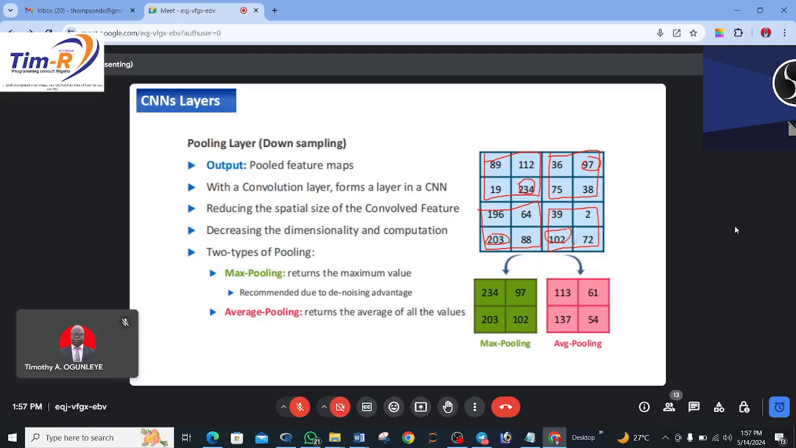But for the average, we take the average of these four, and the value is going to be 113. The average of these four is going to be 61. The average of this is going to be 137, and the average of this is going to be 54. That's the average pooling. So that's what the pooling layer does, it helps us to decrease the dimensionality.